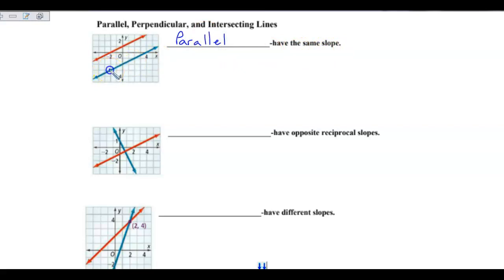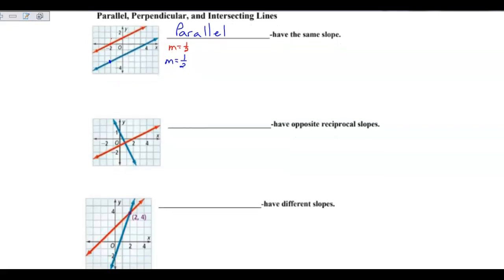So this one would be up 1 over 2. And this one would be up 1 over 2. See how they have the same slope? So parallel lines have the same slope. Let's take a look at this one. These lines do intersect, and so do these. So I need to determine which one is a perpendicular and which one is an intersecting line.